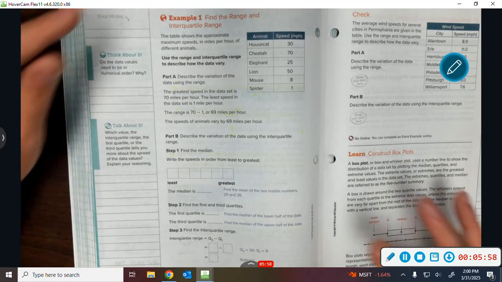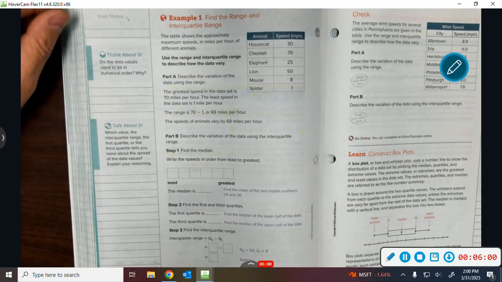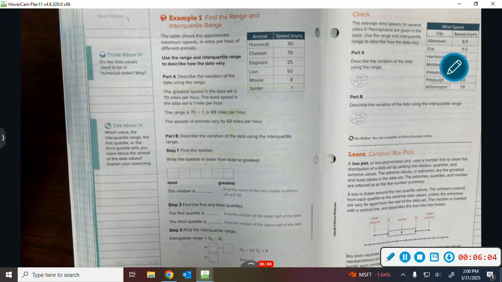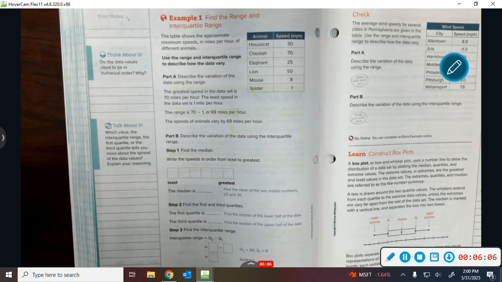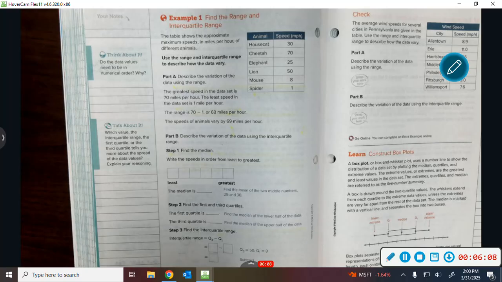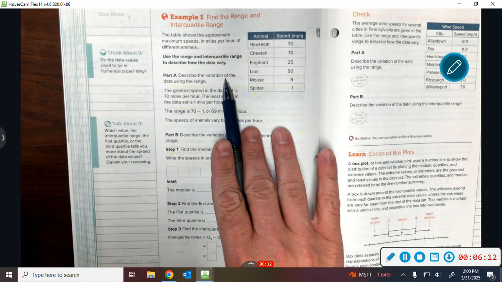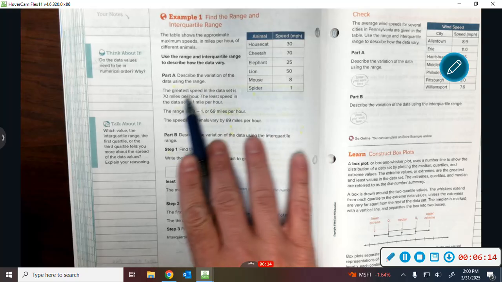Alright, example 1. Find the range and the interquartile range. This table shows the approximate maximum speeds in miles per hour of different animals. We're going to use the range and interquartile range to describe how the data vary. Part A, we need to describe the variation of the data using the range.